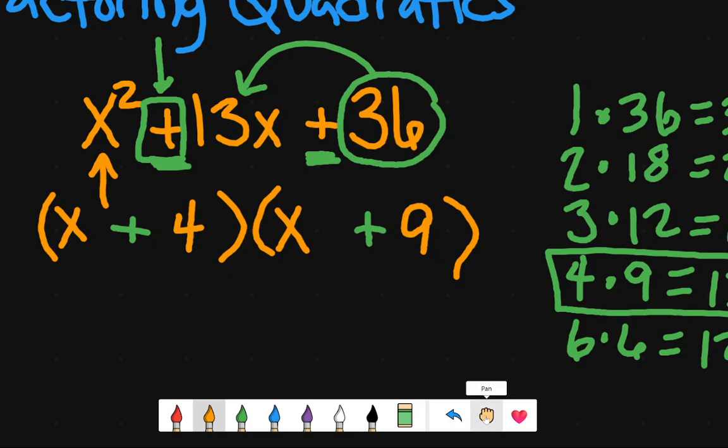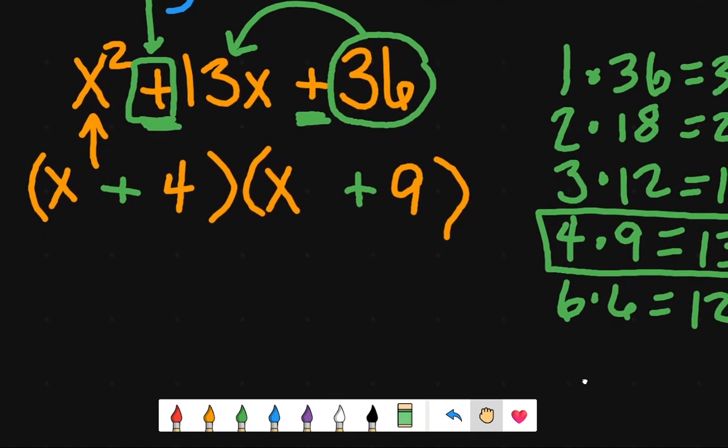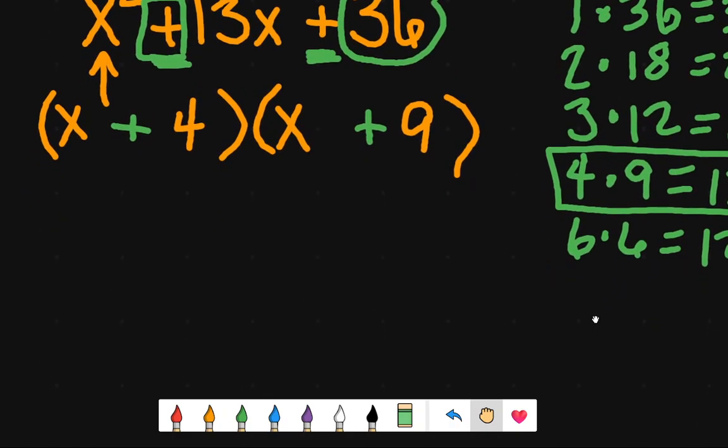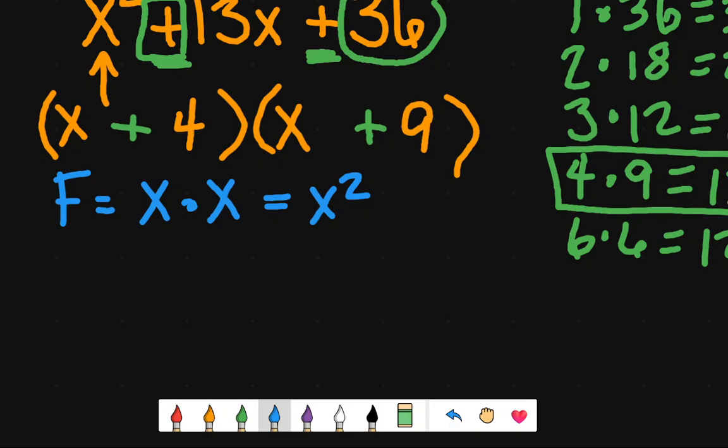Now, how do you check to make sure this is correct? You would use the FOIL method. You can go back to that lesson on FOIL, but really briefly, for the FOIL method, you're going to multiply the first two terms in each of the parentheses. The first two here are x and x, so we're multiplying x times x, which will give us x squared. Then we're going to multiply the outer terms. The outer terms are the x and the 9, so x times 9 is equal to 9x.